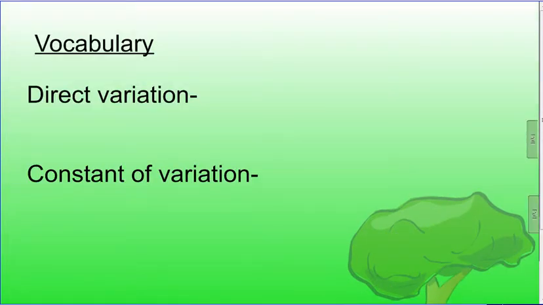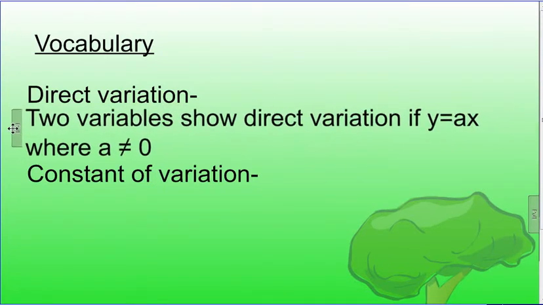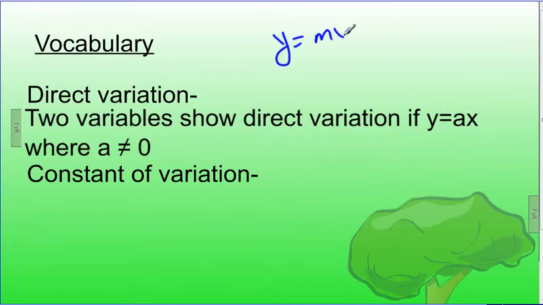So we have two vocab words. We have direct variation. And direct variation is when two variables show direct variation if y equals ax. So to relate to something we've seen before, y equals mx plus b and y equals ax. These guys are almost the same. I mean, you have to get the y variable by itself, y equals some number x.